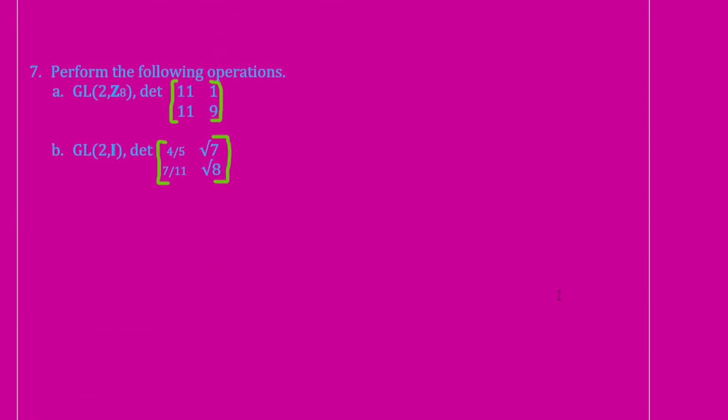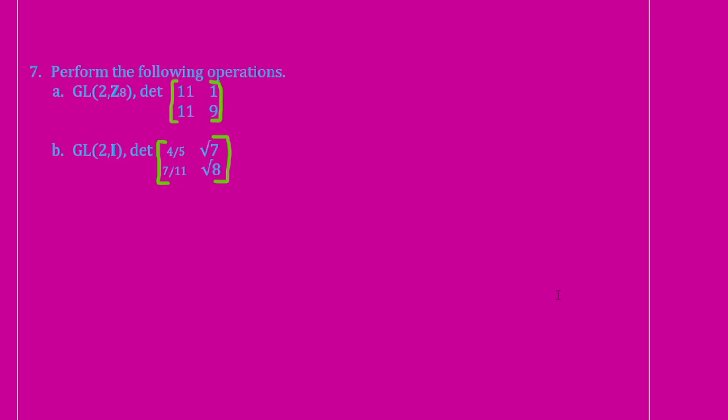All right, let's go to problem 7. So we need to perform the following operations. We have GL2 with the set of integers under the multiplication or addition modulo 8. And then we have the determinant of the 2 by 2 matrix 11, 1, 11, and 9.